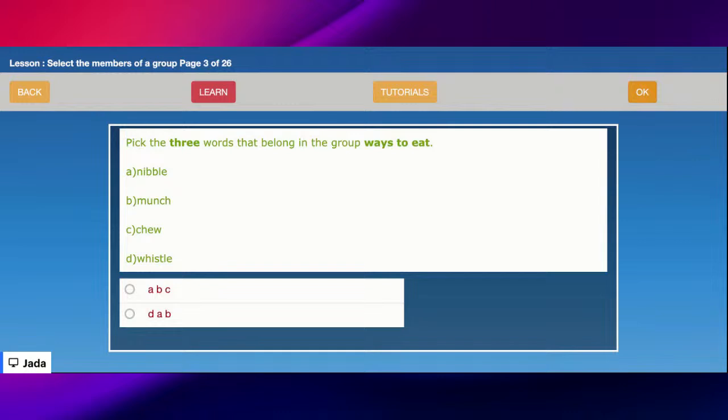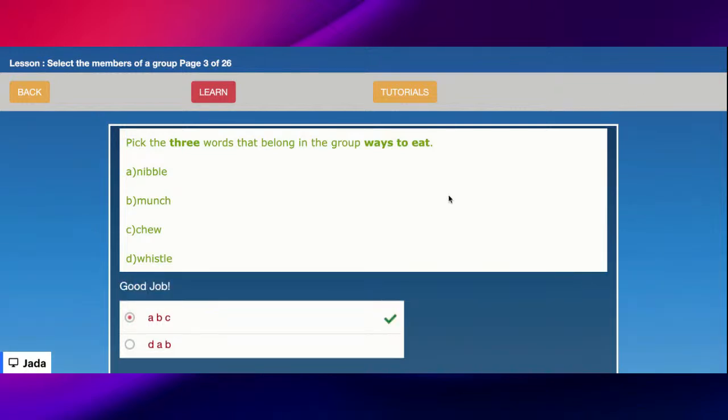So this one, three words that belong in the group ways to eat. Three ways to eat. What would be the answer here? So ABC. Option one. Okay, good guys.